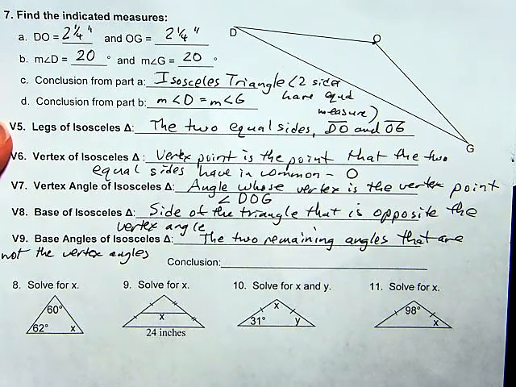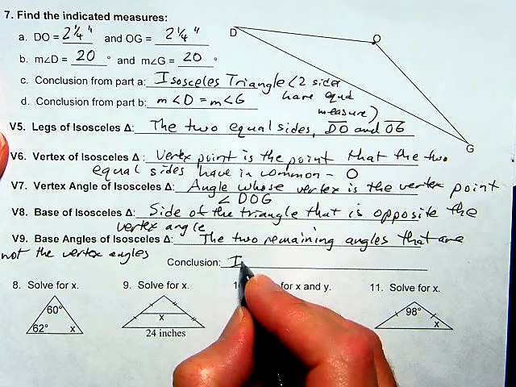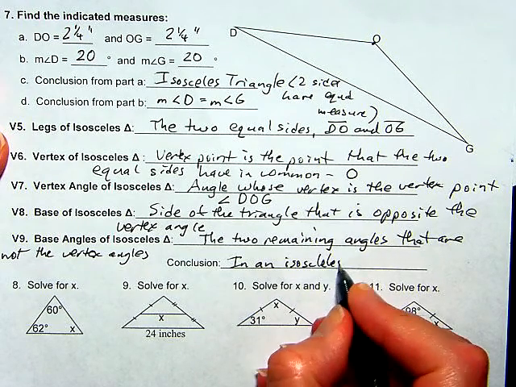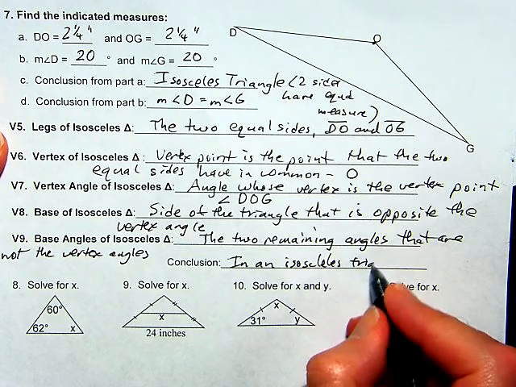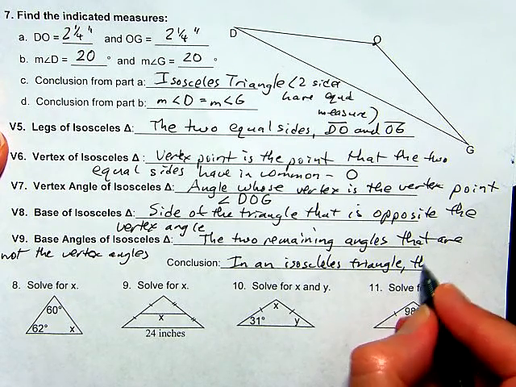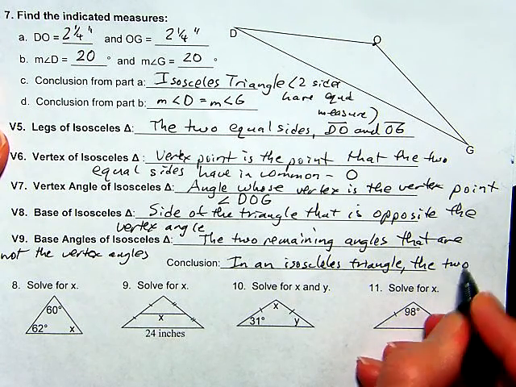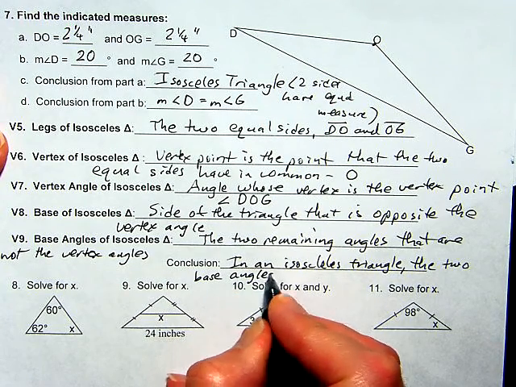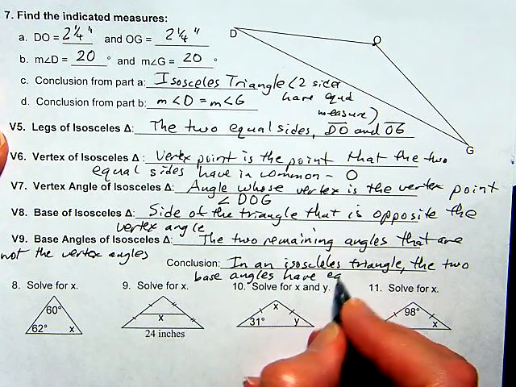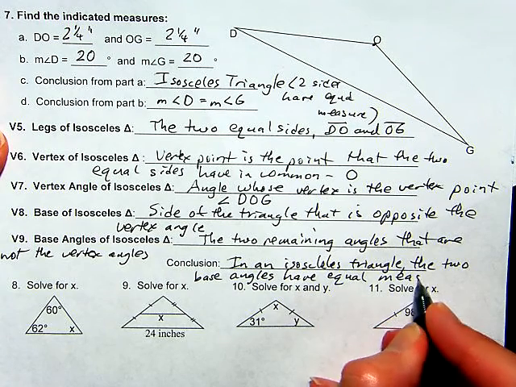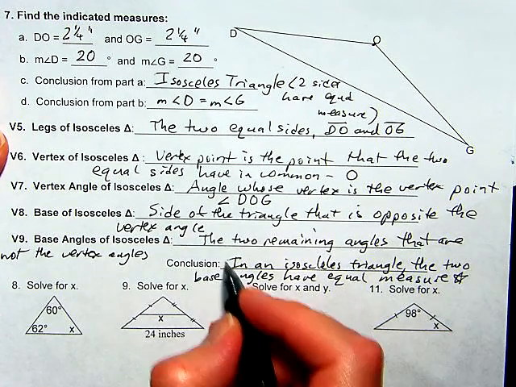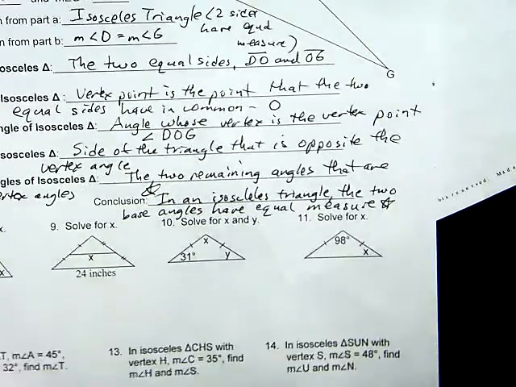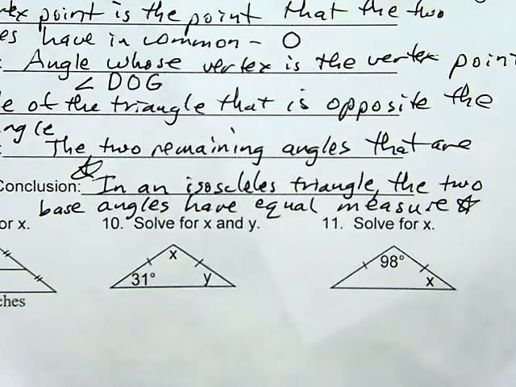Our conclusion is that in an isosceles triangle, the two base angles have equal measure. I'll put a little star next to this. This is a very important conclusion. We're going to use it a lot. In an isosceles triangle, the two base angles have equal measure.